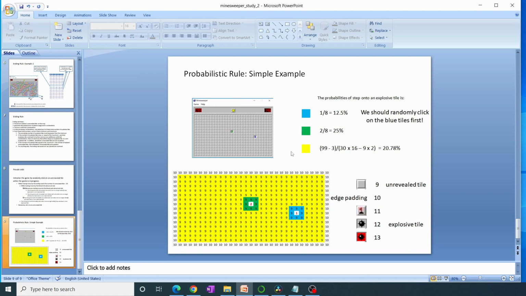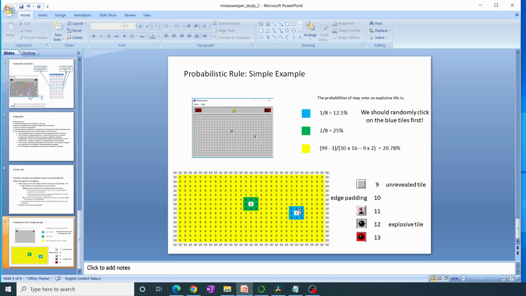But depending on where you click on the map, the probability of stepping onto an explosive tile is different. For example, I convert the game window into a NumPy array, which is shown on the bottom. If you remember from my last video, the number convention that I use is I assign number 9 to an unrevealed tile, and I assign number 10 to an edge padding tile. In the array down here, I also color coded the unrevealed tiles. Different colors have different probabilities of stepping onto an explosive tile.